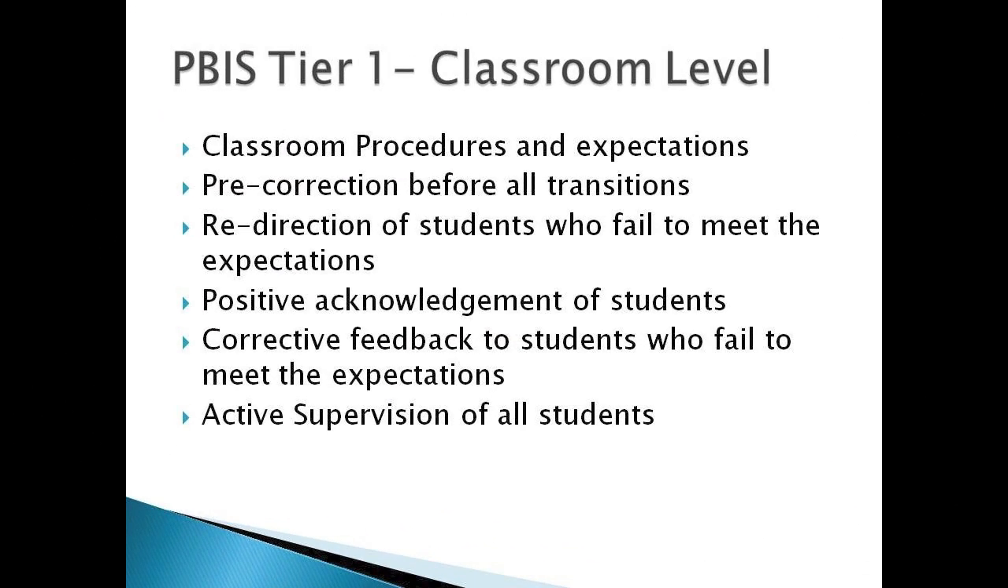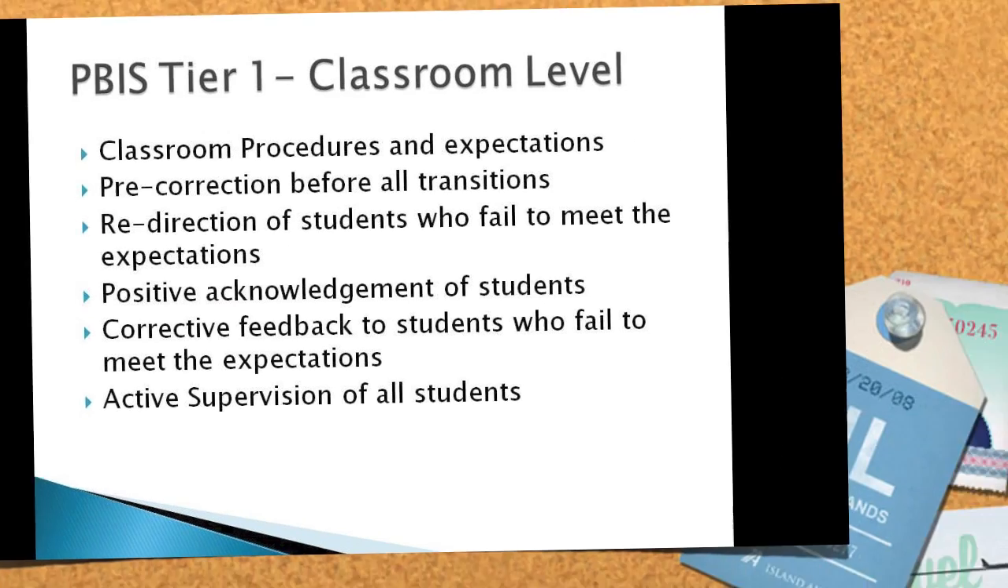PBIS Tier 1 at the classroom level includes classroom procedures and expectations, pre-correction before all transitions, redirection of students who fail to meet the expectations, positive acknowledgement of all students, corrective feedback to students who fail to meet the expectations, and active supervision of all students.